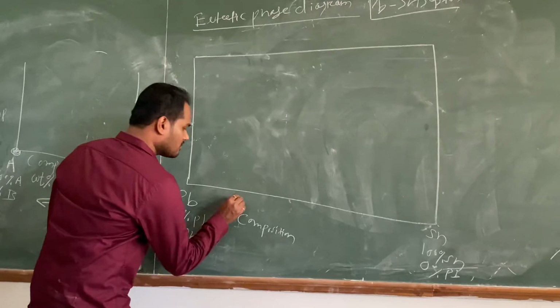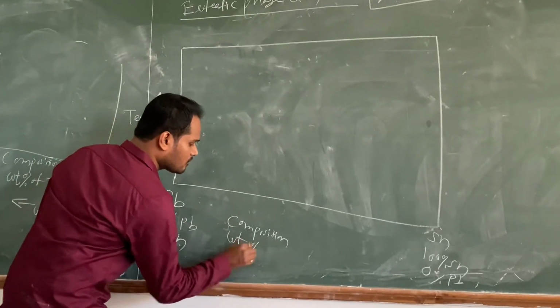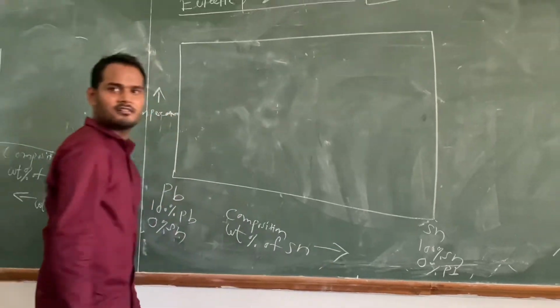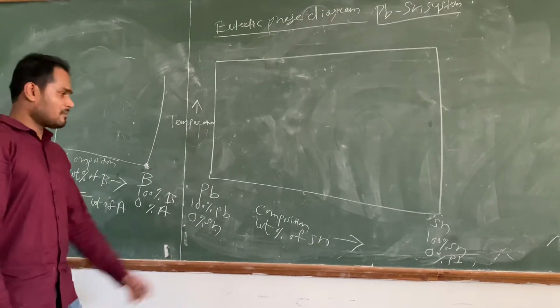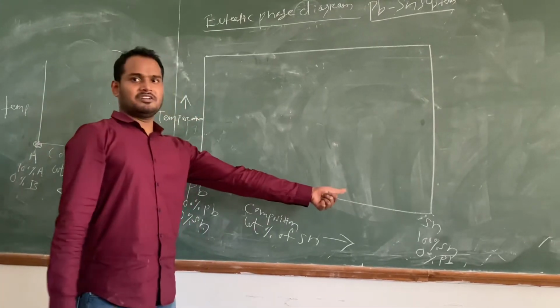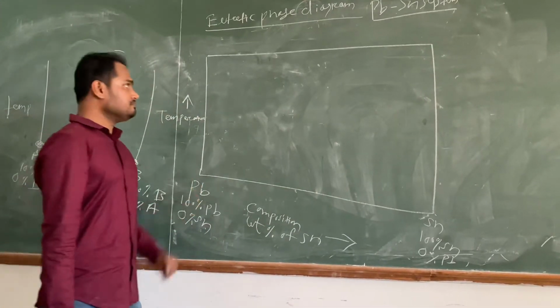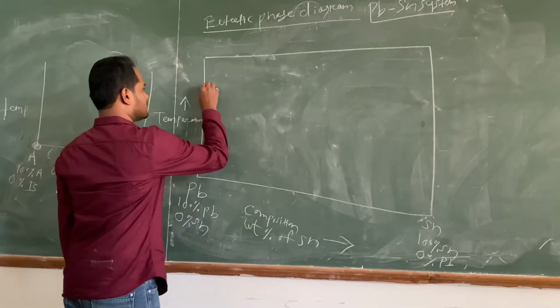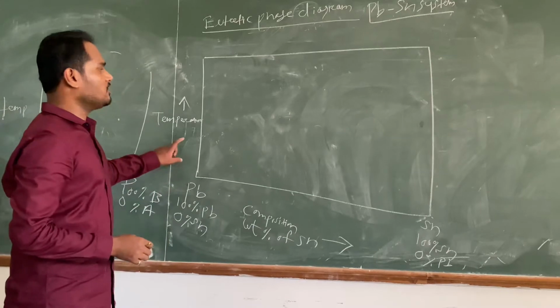So what will I write here? Weight percentage of tin in lead. I am adding tin into the lead, increasing the amount of tin content in the lead. Right? So how will the phase diagram come? The phase diagram will be like this. So see how we draw a phase diagram.